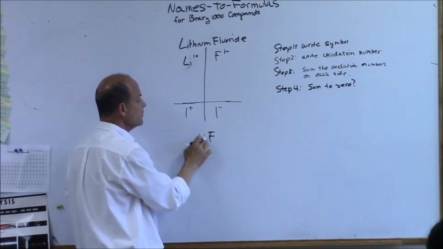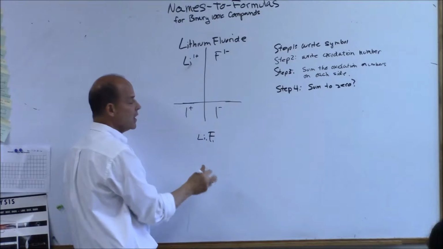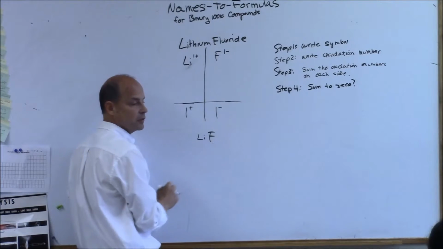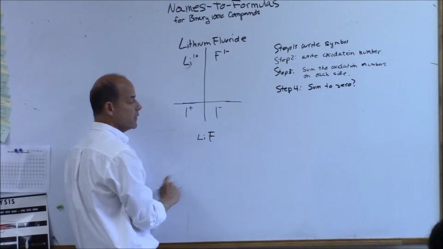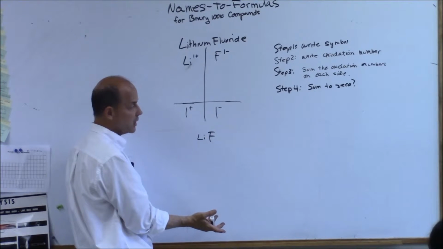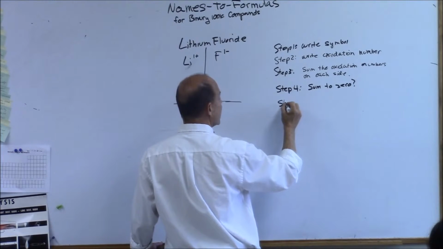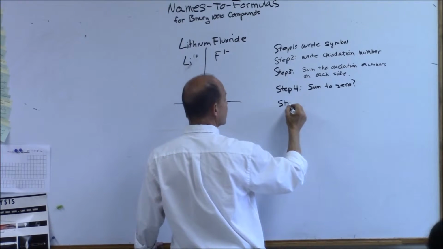Now some people say, Mr. A, do I have to write a subscript of 1 because there's 1? I said no. If there's only 1, we don't write the subscript. But you'll see in a minute that if there's more than 1, then we do have to write the subscript. So step 4 was sums to 0, and step 5 is count the particles and write the formula.